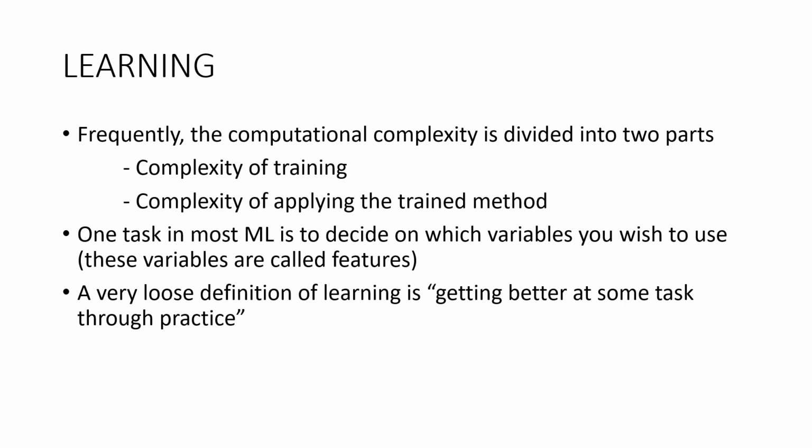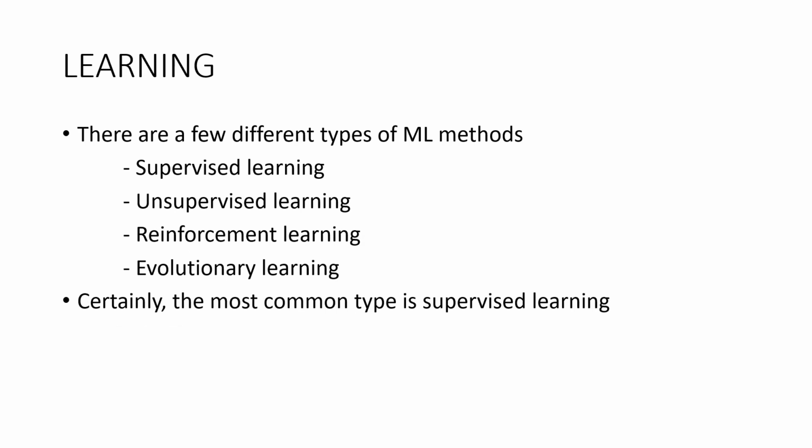There have been a lot of different definitions of learning. We're not going to worry about it too much. We're just going to use a very loose definition: getting better at something through practice. There are a few different types of machine learning methods: supervised learning, which is the most common, unsupervised learning, reinforcement learning, and evolutionary learning. Certainly the most commonly used is supervised learning, and we'll define those briefly on the next slide.